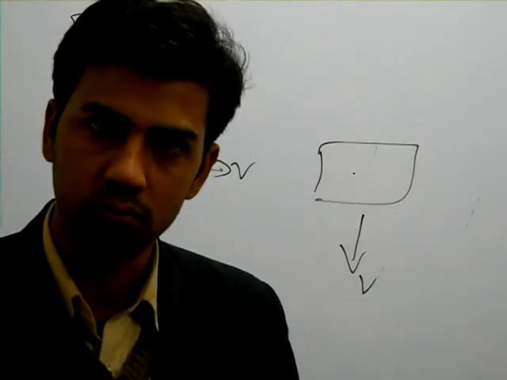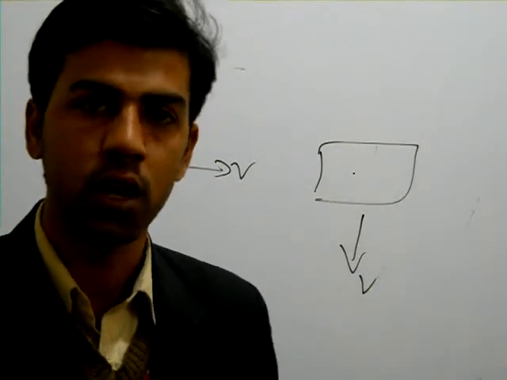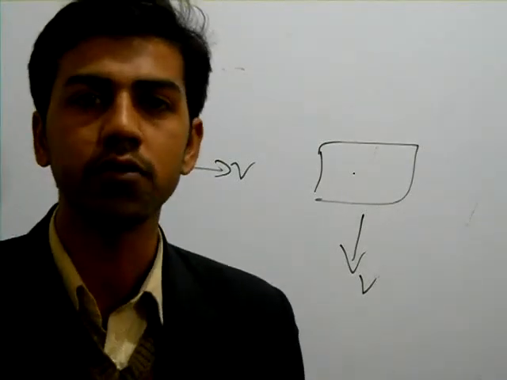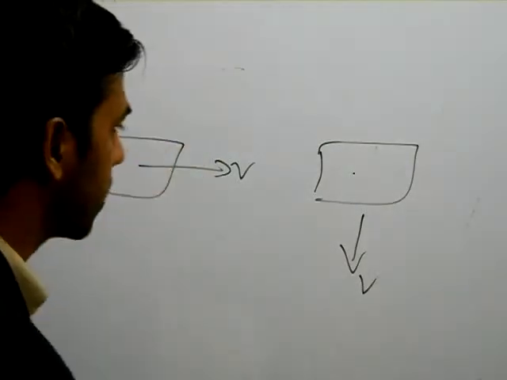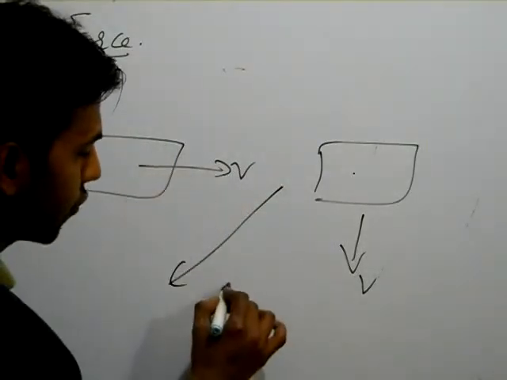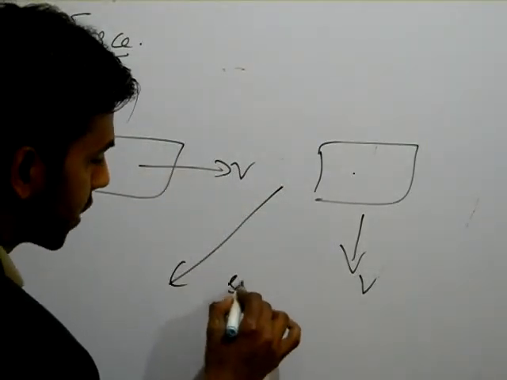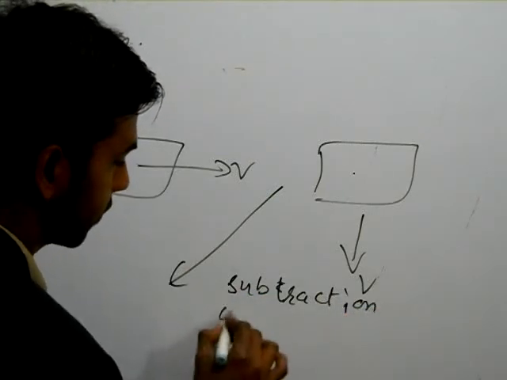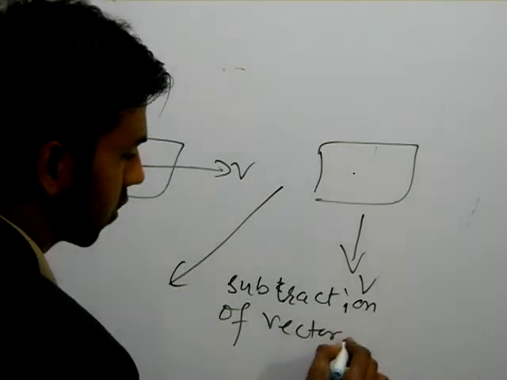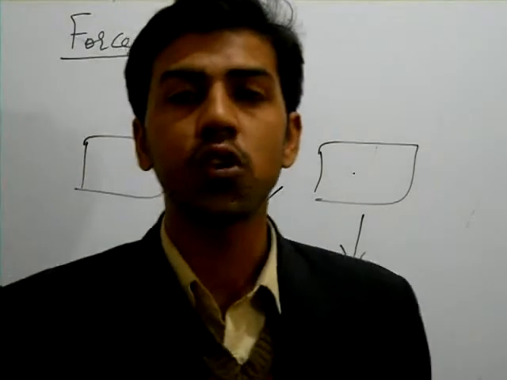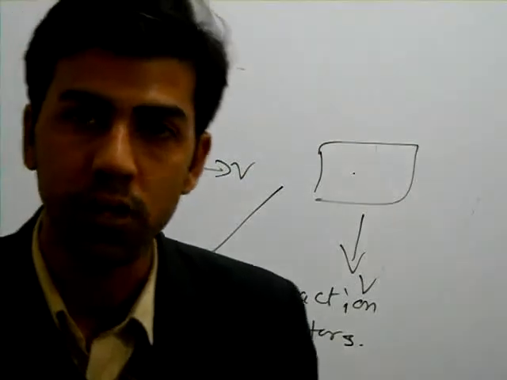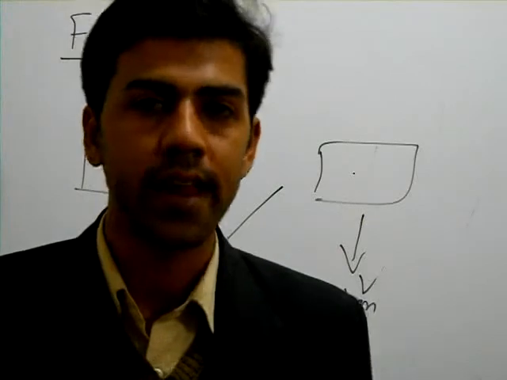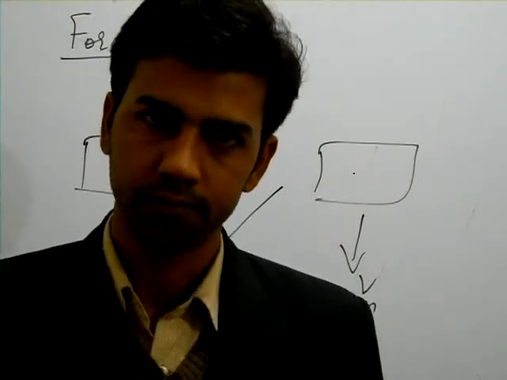But in this direction, we have to look for the direction. So in this case, we have to do one more thing to find out the direction. We have to find out the direction of change in velocity. For that, we have to do subtraction of vectors. As velocity is a vector quantity, we have to perform subtraction of vectors to get the direction of change in velocity, and in that direction force will be acting.